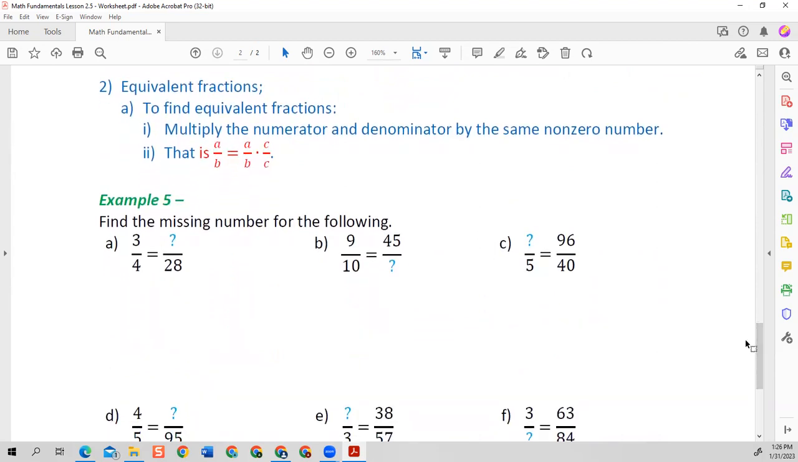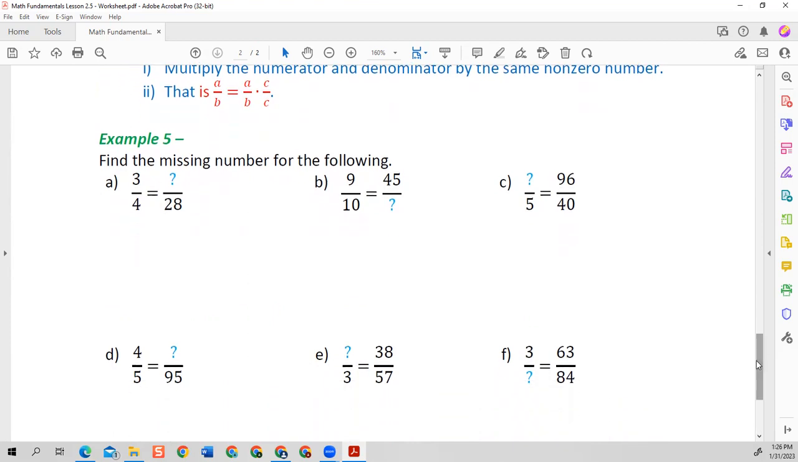To find the equivalent fractions, let's do this. What we're doing is we have 3/4 equals this unknown over 28. So what we need to do is figure out what I multiplied 4 by to get 28, and that's how I'm going to find the numerator. Well, 4 times 7, right? So that means 7 times 3. So my answer here is 21.